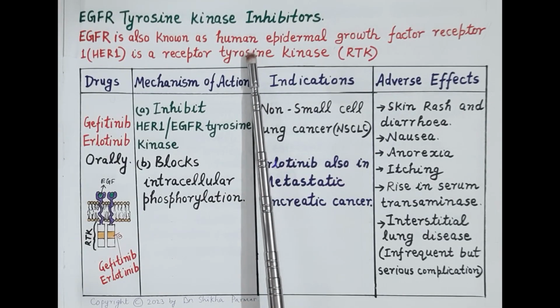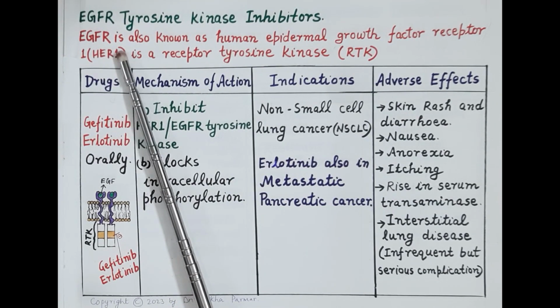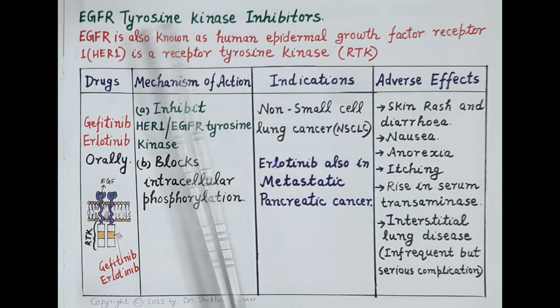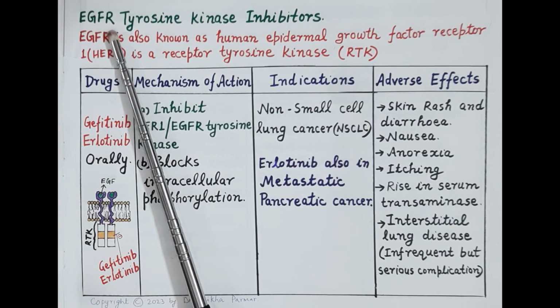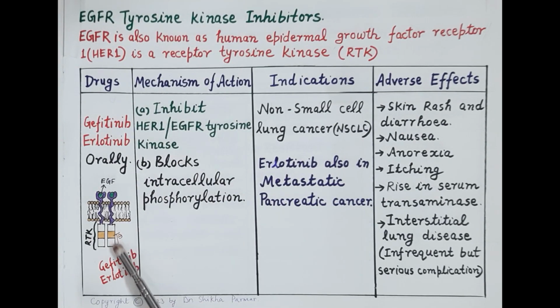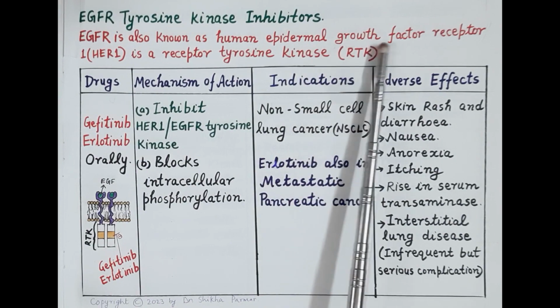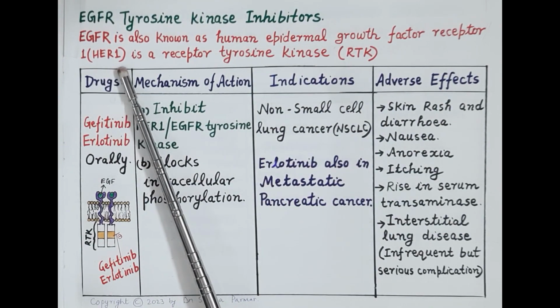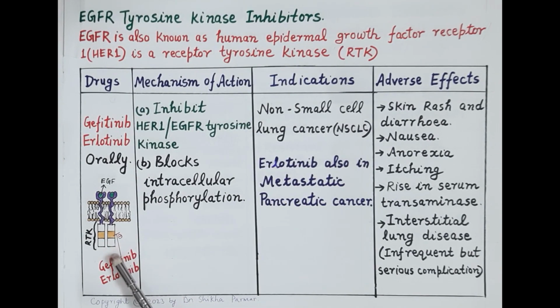Now, the next category of targeted cancer drugs is the epidermal growth factor receptor, EGFR, tyrosine kinase inhibitors. This receptor, that is the EGF receptor, is also a receptor tyrosine kinase. This receptor also possesses the enzyme tyrosine kinase on its intracellular site. EGFR is also known as human epidermal growth factor receptor 1, that is HER1. It is a receptor tyrosine kinase as shown here. It possesses tyrosine kinase on its intracellular site.